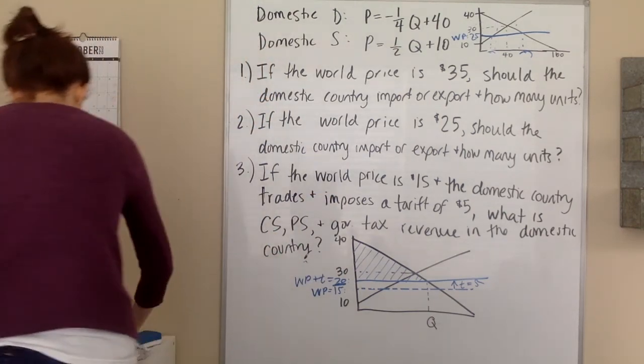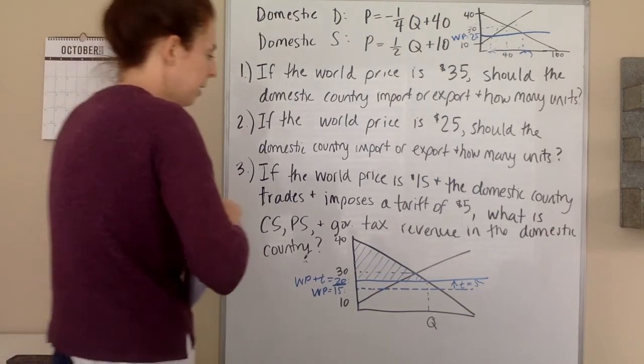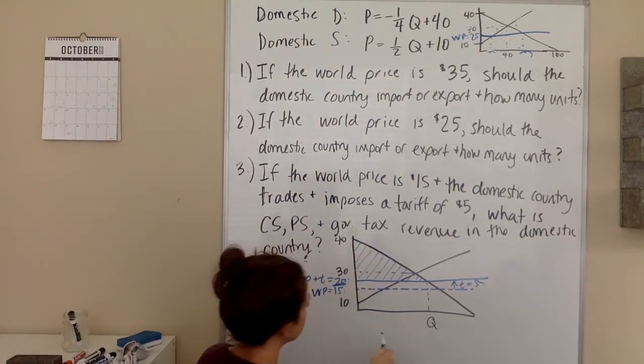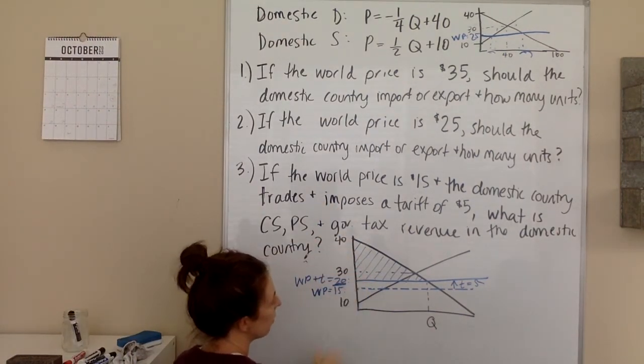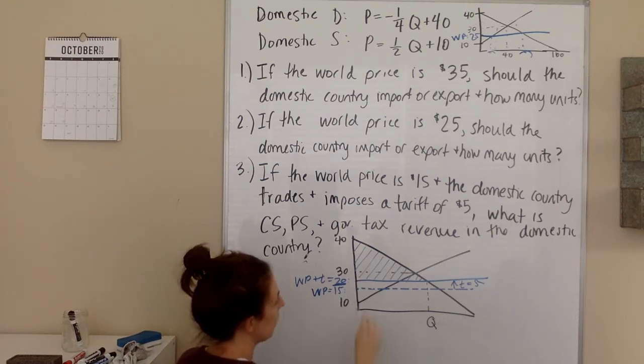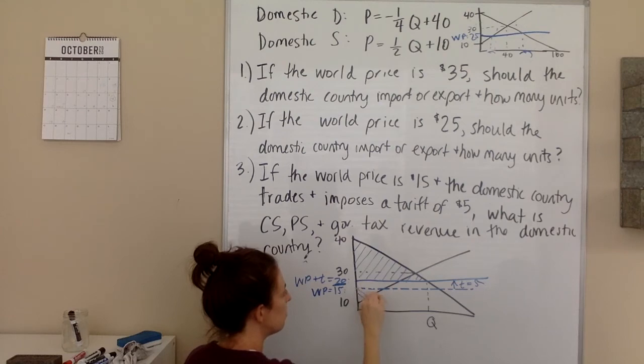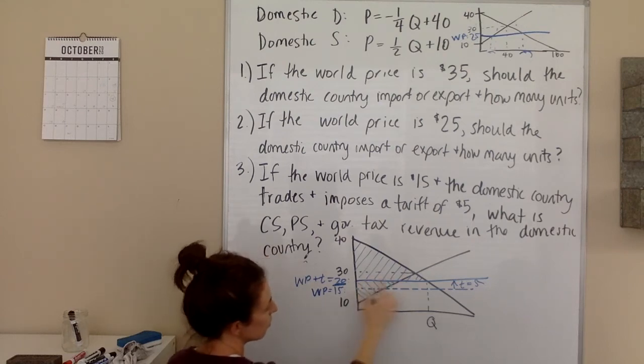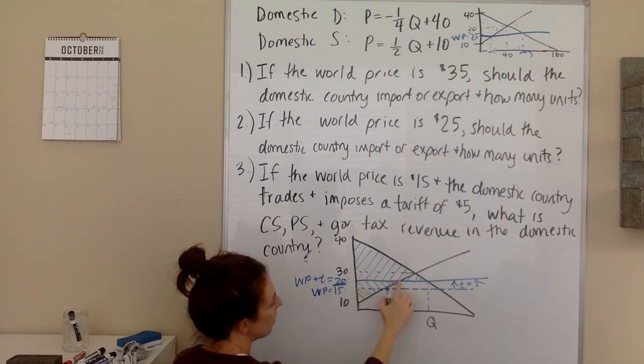Okay, for producer surplus, the producer surplus is the area underneath the relevant price, which is now 20, and above the supply curve. So this would be producer surplus. Producer surplus is a triangle.